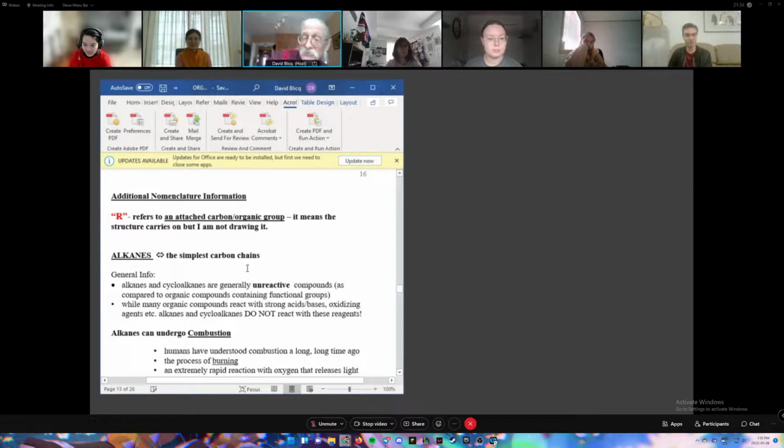Additional tidbits of information. R groups mean some attached carbon or organic group. It simply means something's attached. But for our purposes, it doesn't really matter. We're just saying this doesn't fly off magically into the air. It's attached to something. So it's very common to use R or an R group as describing attached to some other alkyl, that is carbon-containing group. So get used to it. You're going to see it. Not everybody's going to want to draw complete structures all of the time. After a while, it gets to be a drag.